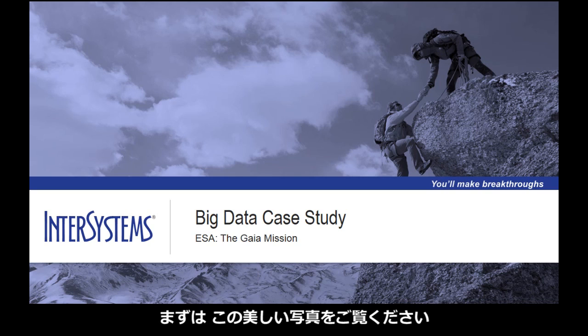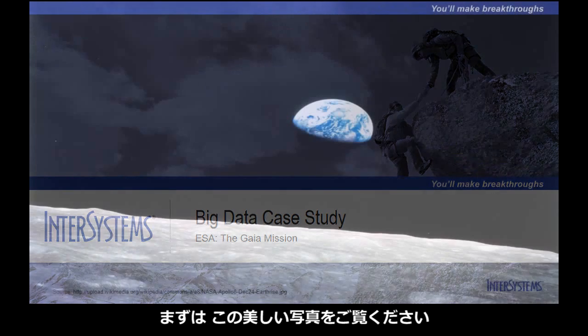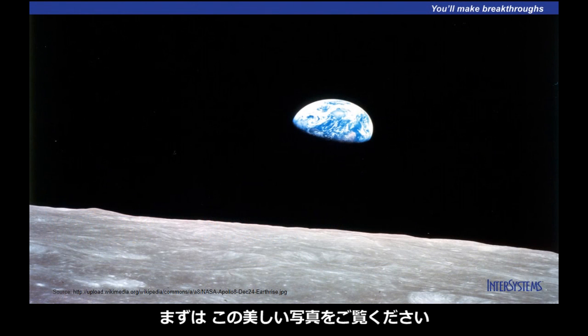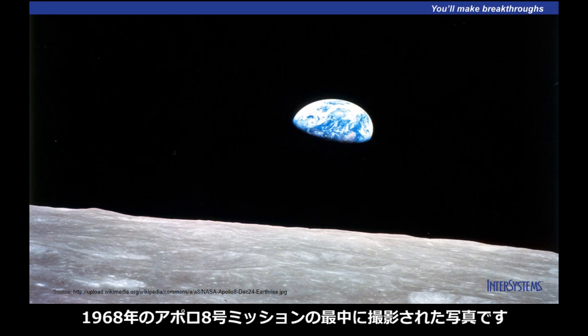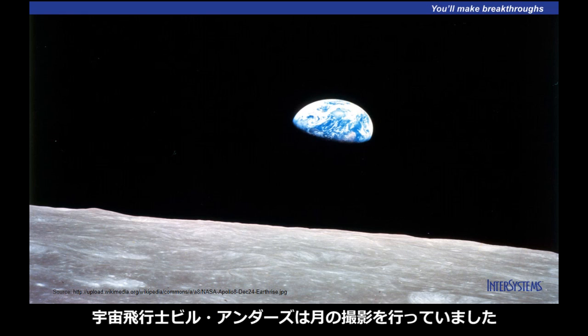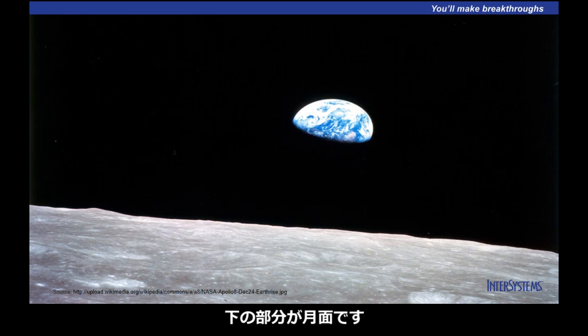So before we start about Gaia, this is a very beautiful picture that I would like to share with you. This was not taken by Gaia. This was taken in 1968, during the Apollo 8 mission. And the astronaut William Anders was taking photographs of the moon. So down here, this surface is the moon.